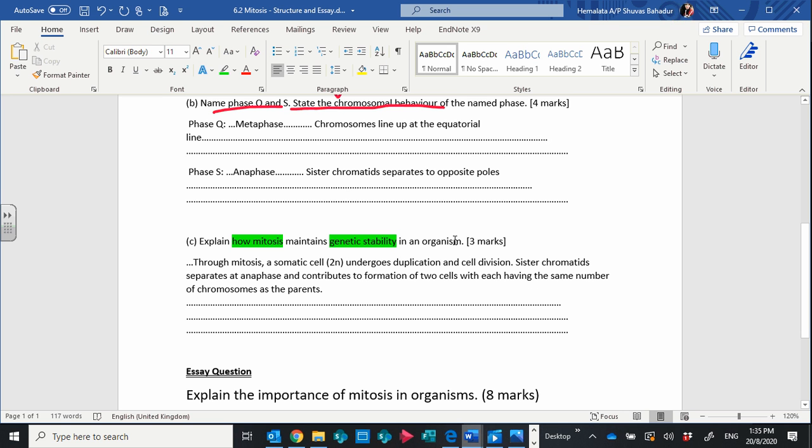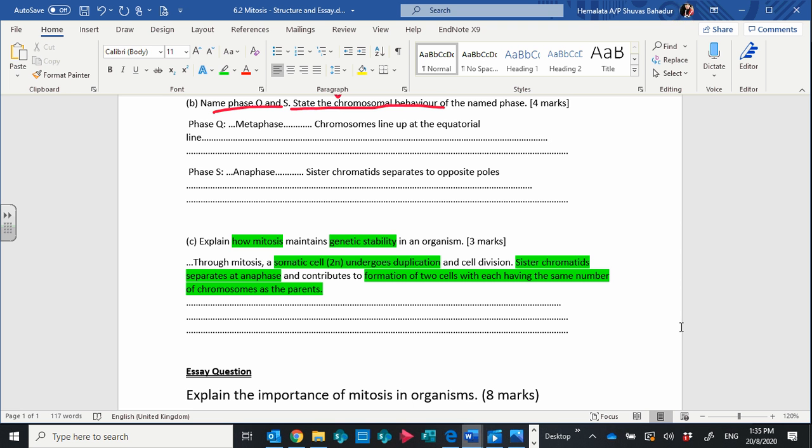So where is the keyword here? Here I am telling that a somatic cell undergoes duplication, the first point. The sister chromatids separate, second point, and the third point is formation of two cells, each having the same number of chromosomes as the parents, 3 points. You can also talk about cell repair and cell growth here. So 3 marks. Apart from this, you can use an example like skin cell as well.